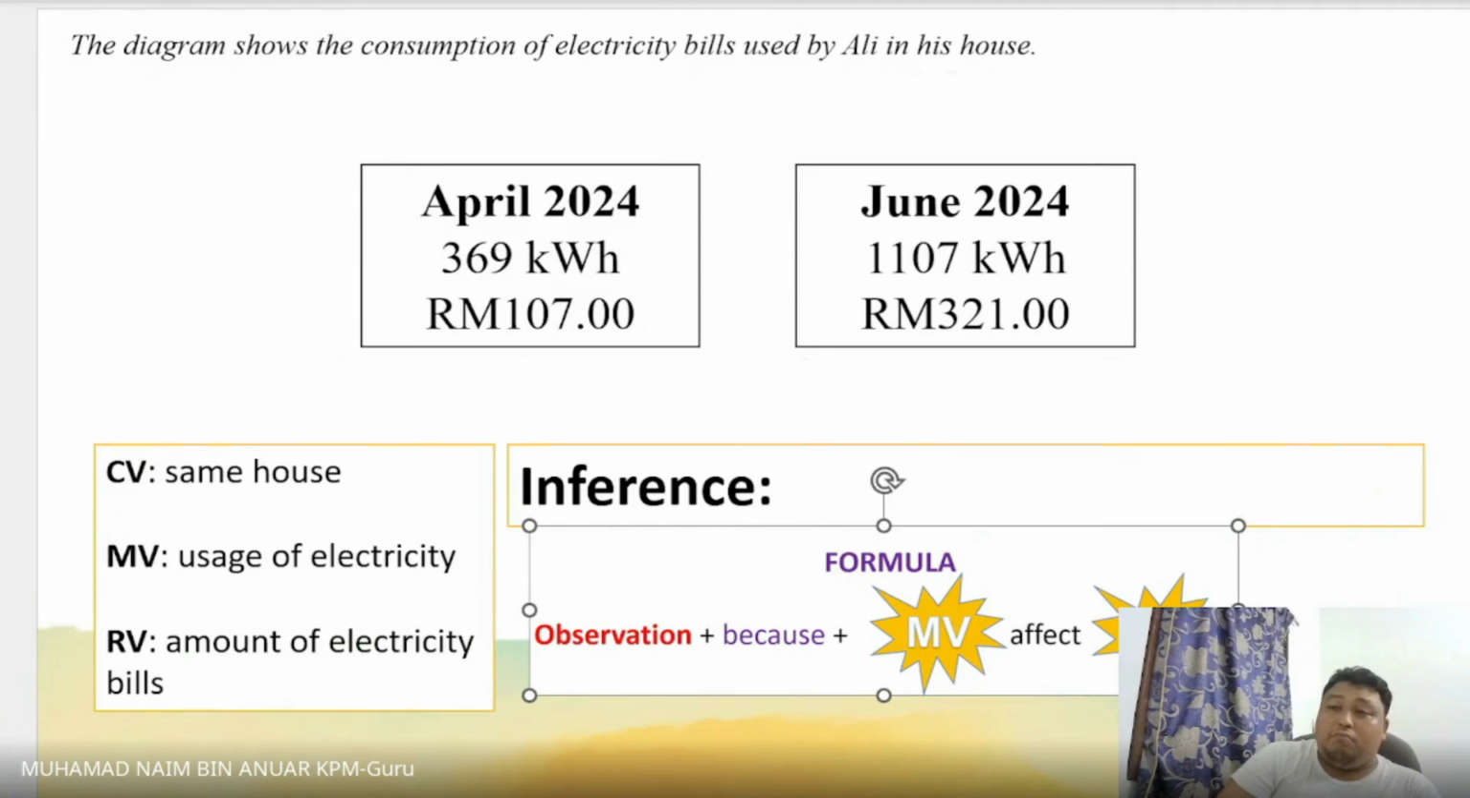Aina, why are you making it harder for yourself? If you use the one that I gave to you, you can answer already. Use the formula I give to you, Aina. You can answer already. Observation because MV affects RV. I try to understand your answer, Aina. By Ali in June is more. The observation is correct, Aina. Your observation is correct. But the next part I don't really understand. So that means the usage is increasing. I don't think that makes sense, Aina. Check again, check again.